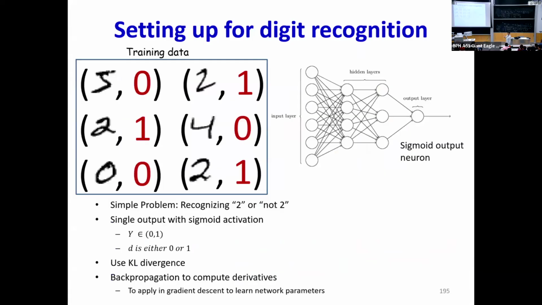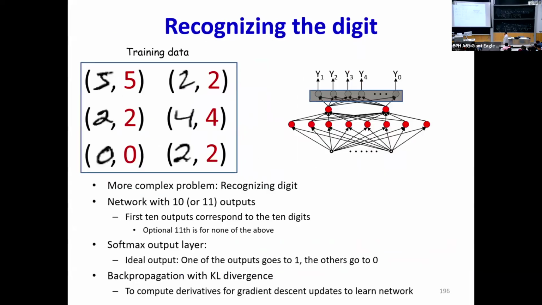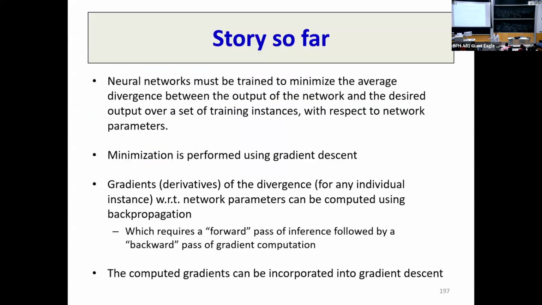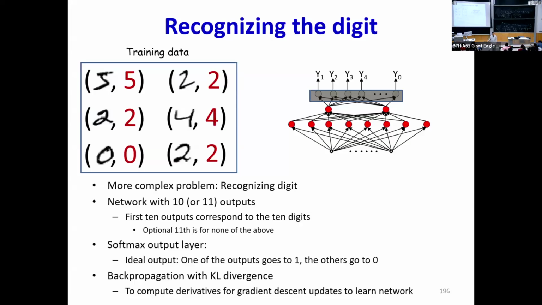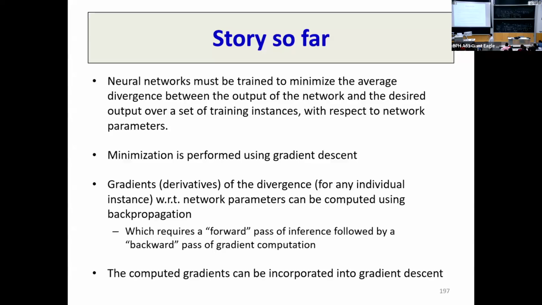So here's what you'd be doing if you were training. You'd be given a bunch of training data. For binary classification, the labels are binary. For multi-class, you'd be given the class index, right? You'd be setting up your loss function, computing derivatives using backprop, plugging the backprop into gradient descent, and then you'd update your parameters, right? So neural networks must be trained to minimize the average divergence of the output of the network and the desired output. Minimization is performed using gradient descent. Gradients can be computed using backpropagation, which has a forward pass and a backward pass. And these can be incorporated into gradient descent.